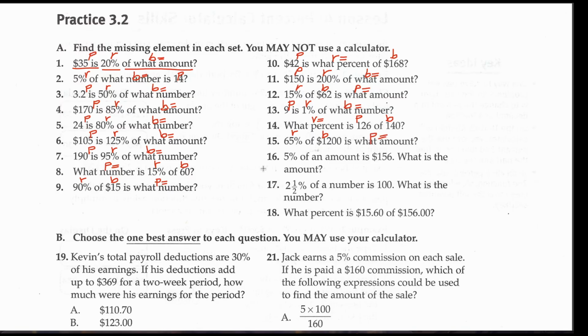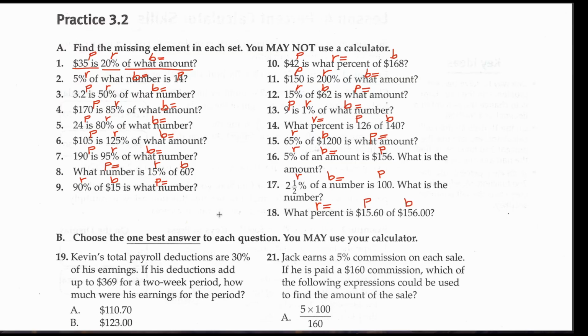Number 16, 5%, that is the rate, of an amount we don't know, the base, is $156. That is the part. Number 17, 2.5%, that's the rate, of a number, of what whole we don't know, the base, is 100. That's the part. Number 18, what percent? Now we don't know the rate. Is $15. That's the part. Of $156, that's the base.